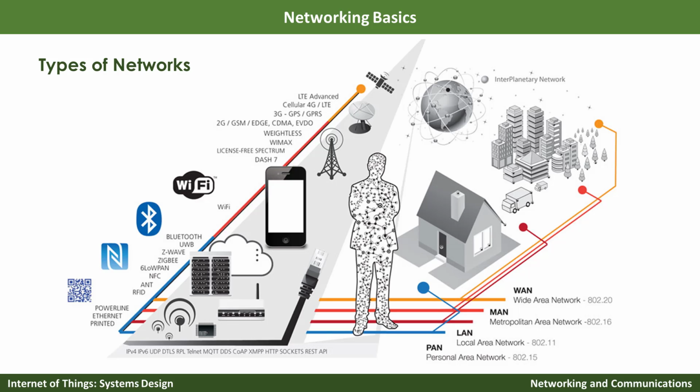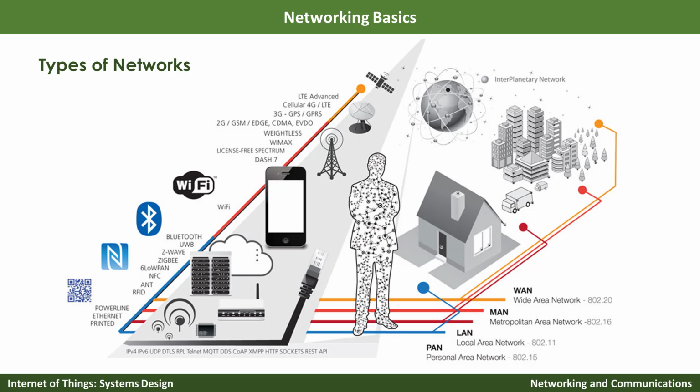Each of these network types is standardized by standardization organizations. So, 802.15, 802.11, 802.16 and 802.20. These are the standards that focus on governing the standardization process. Within each of these categories, there are sub-categories and sub-standardizations.